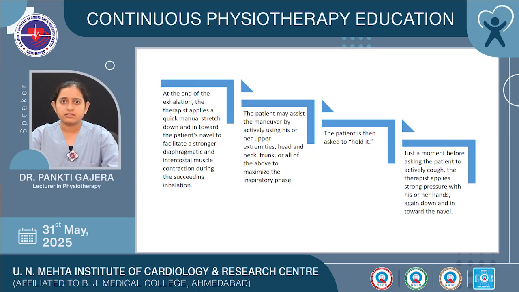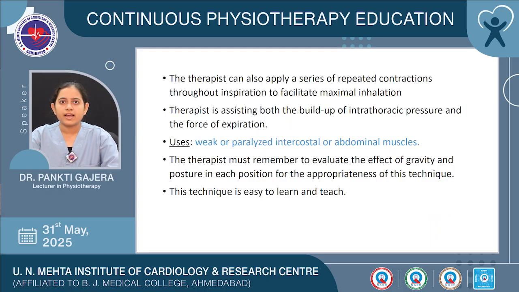The patient may assist the maneuver by actively using his or her upper extremities, head and neck, trunk, or all of the above to maximize the inspiratory phase. The patient is then asked to hold it. Just a moment before asking the patient to actively cough, the therapist applies strong pressure with his or her hands, again down and in towards the navel. The therapist can also apply a series of repeated contractions throughout inspiration to facilitate maximal inhalation. The therapist is assisting both the building up of intrathoracic pressure and force of expiration.